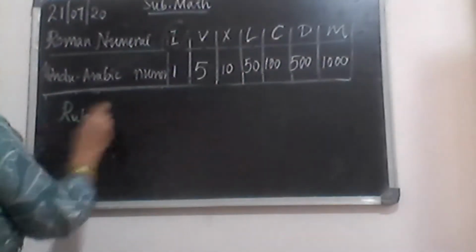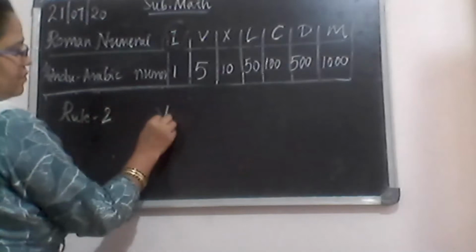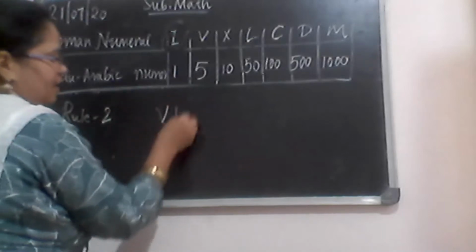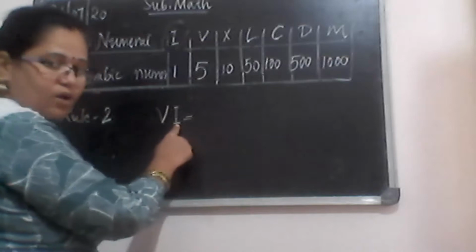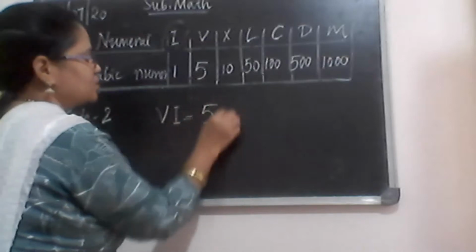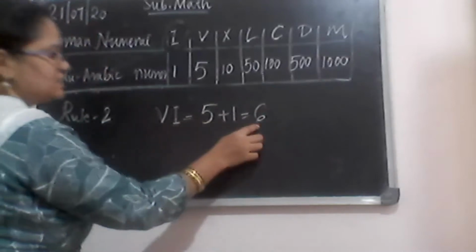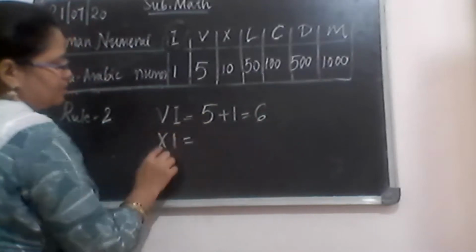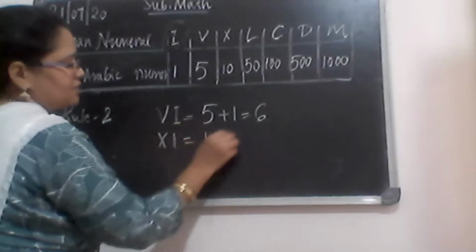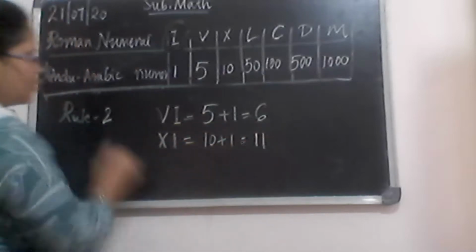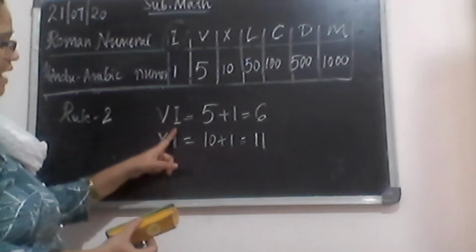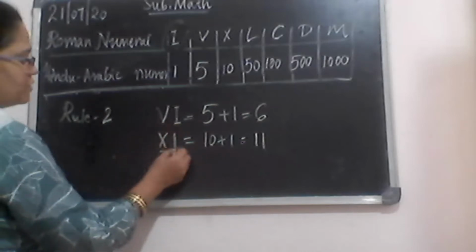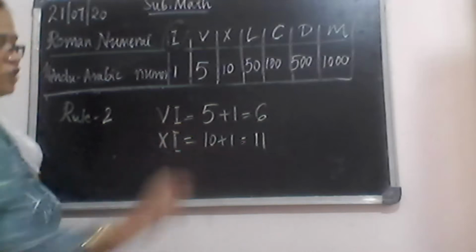Now let us understand rule number 2. I take the same symbol V and I write I in front of it... I mean after it. When a smaller symbol is written after the larger symbol, it will get added. So 5 plus 1, the value is 6. VI is 6. Same way, another symbol, XI, is nothing but 10 plus 1, 11. So rule number 2: when a smaller symbol is written after the greater symbol, it will get added.